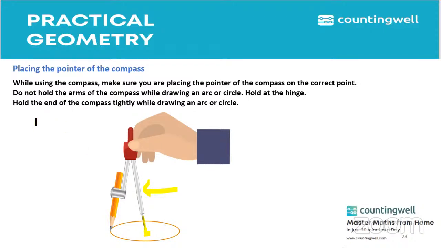And you should not hold the arms of the compass. Here you can see these are the arms of the compass. You have to hold it at the hinge and you should not touch these arms, and you have to hold it tightly, especially when you are drawing an arc or a circle.